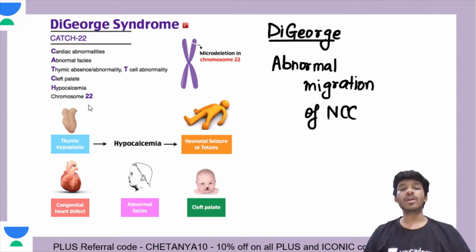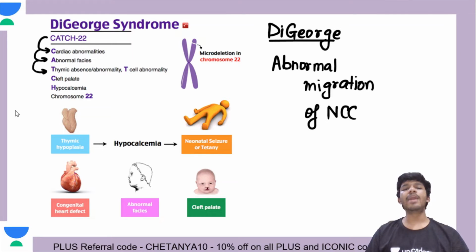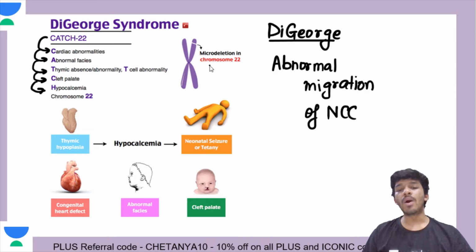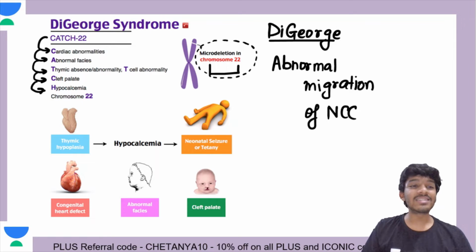But catch 22, what is the expansion of catch 22? C for cardiac anomalies, A for abnormal facies, T for absence of thymus and anomaly of T cells, C for cleft palate, H for hypocalcemia, and 22 stands for the fact that it is due to a microdeletion in the 22nd chromosome. Now, how can you understand it slightly more logically?